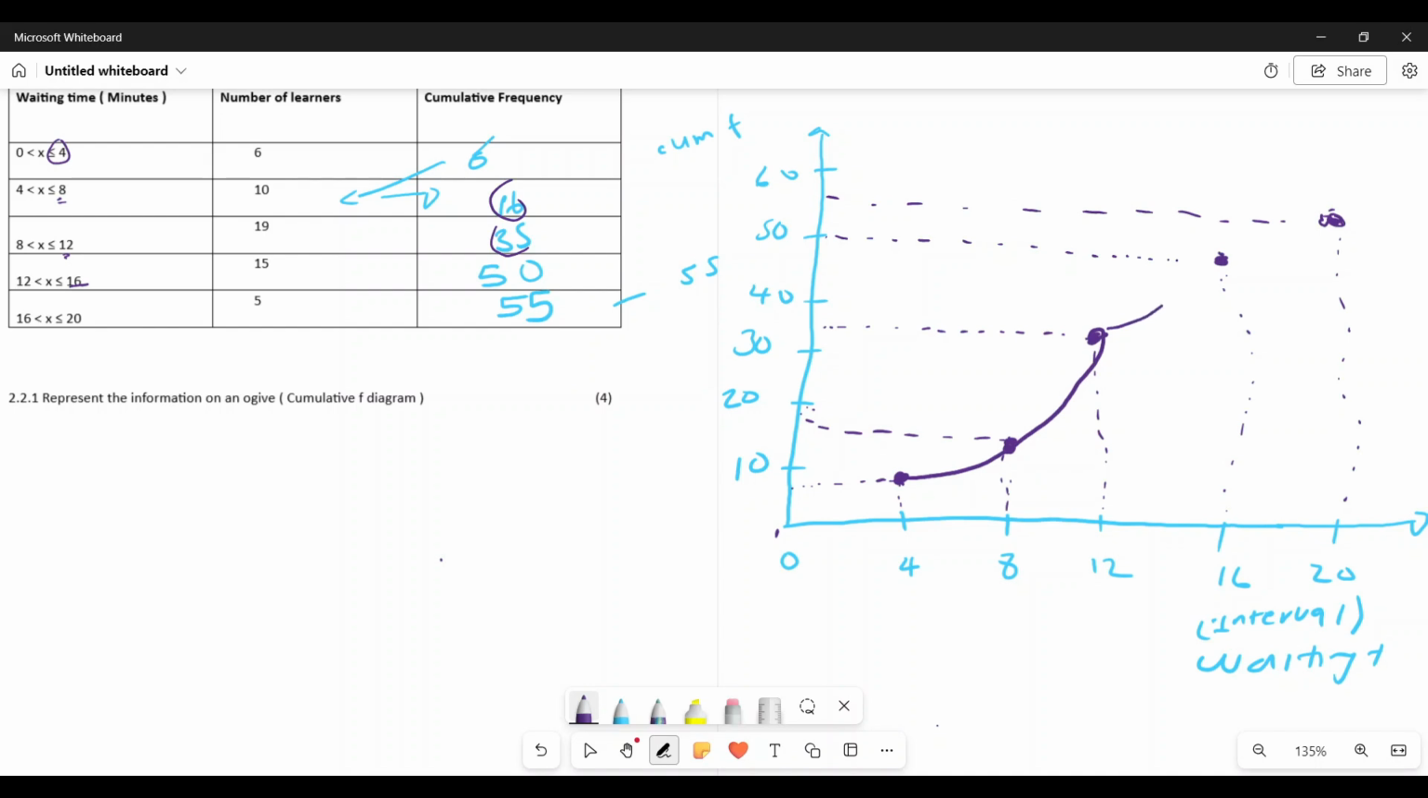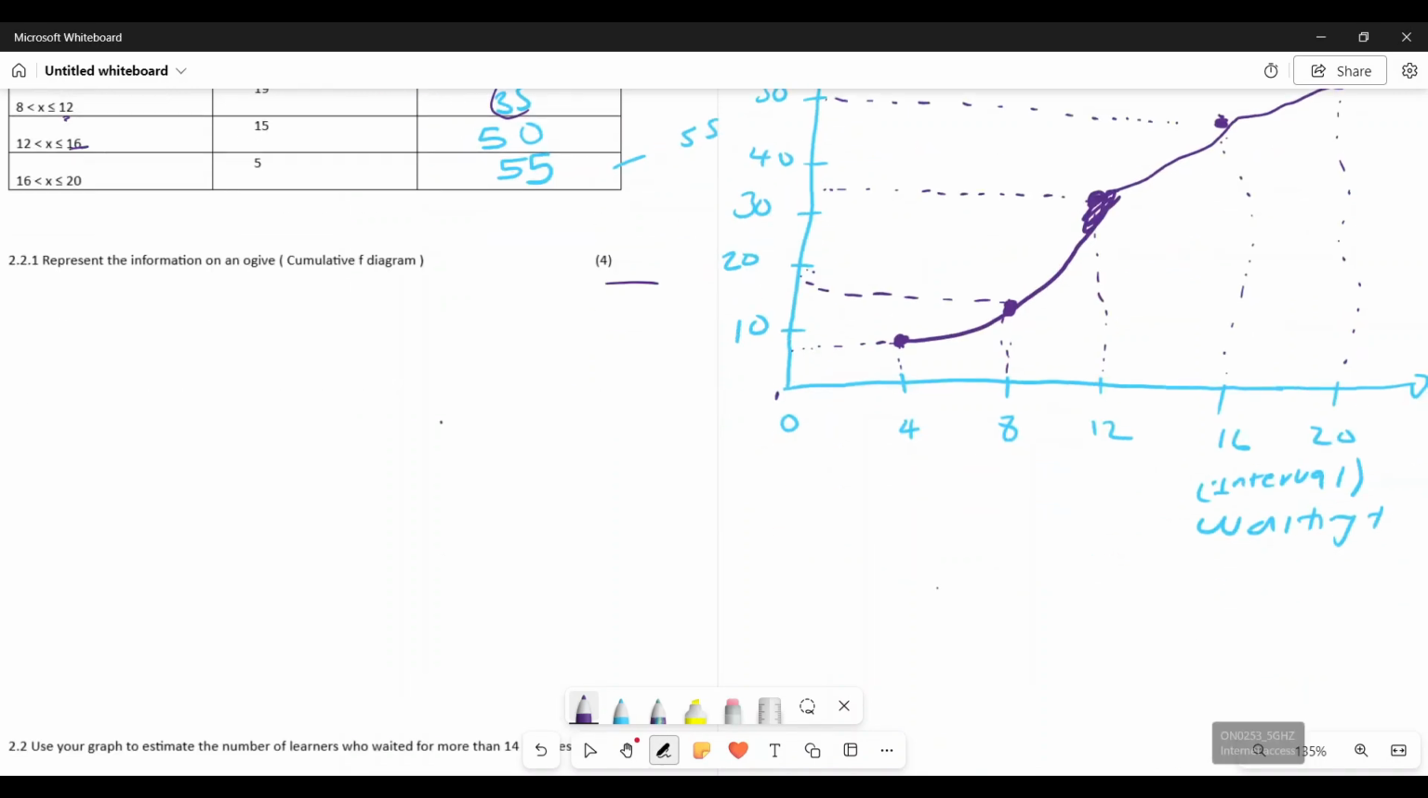I'm just trying to put it straight. It would look something like this, your ogive. And also remember, your set of x's should be up to scale. Now, we have done this question. Now let us see what the other question requires from us.